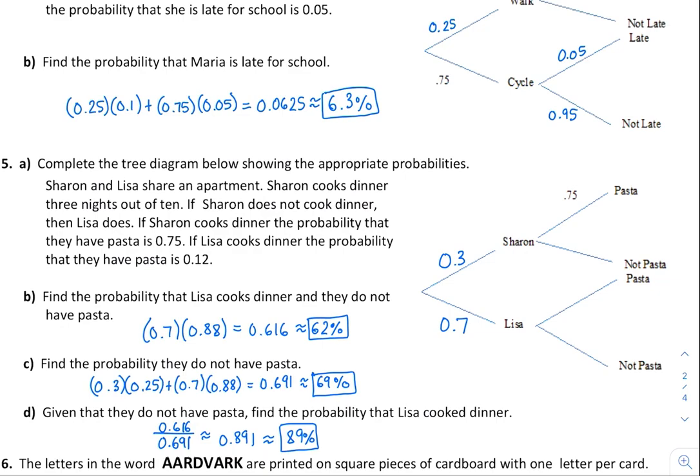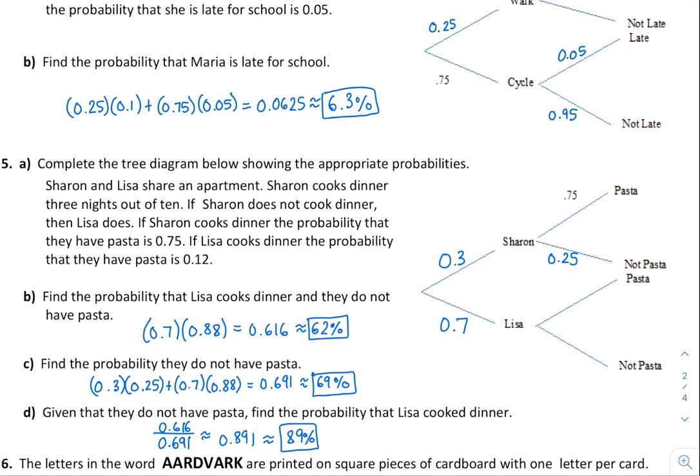Okay, moving along. If Sharon does not cook dinner, then Lisa does. If Sharon cooks dinner, the probability that they have pasta is 0.75. So the probability, if Sharon cooks, then they have pasta, it's 0.75. So that means if they don't have pasta when Sharon cooks, it's 0.25, because 1 minus 0.75 is 0.25.